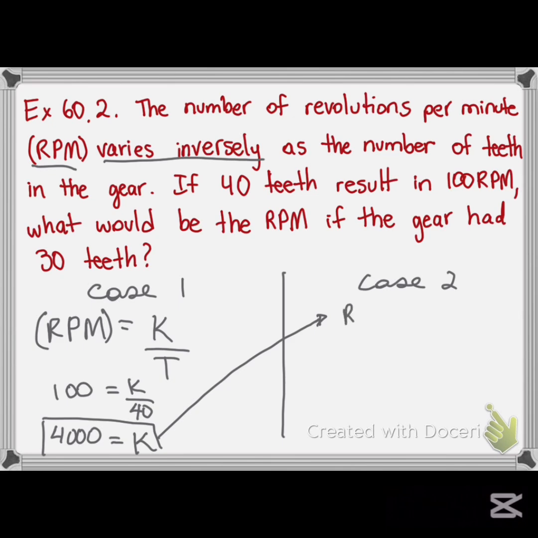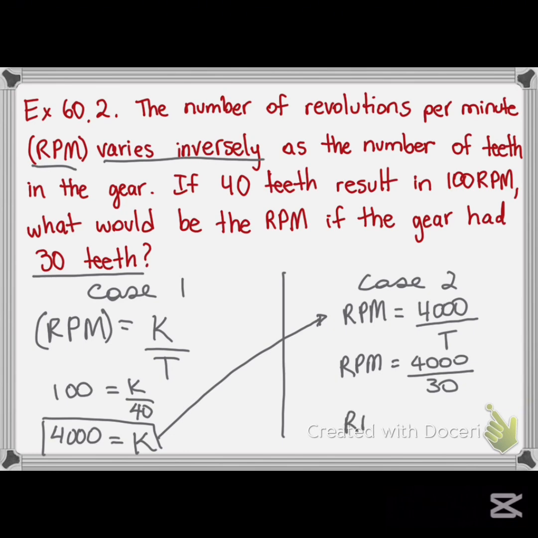So we write again the equation, but this time we use 4,000 as our K because we already found it, and then the number of teeth. In the second case, they tell us that there are 30 teeth. So RPM equals 4,000 divided by 30. And if I divide that, then the answer is going to be 133 1/3. And that's it. Notice that it's the same process, but we're using a different formula, the formula for inverse variation.